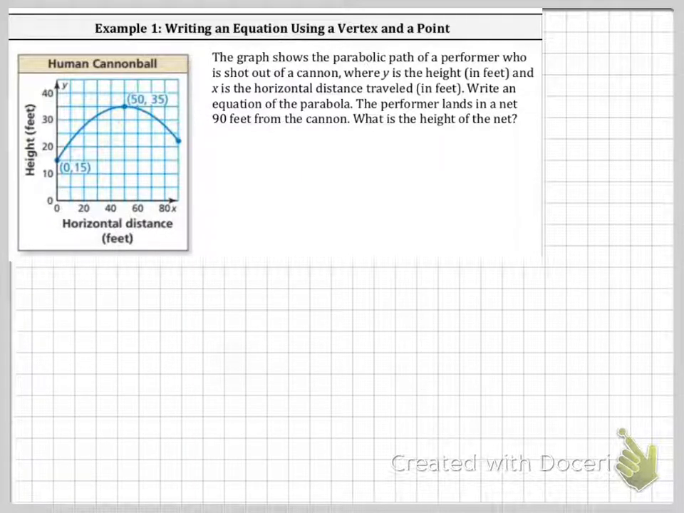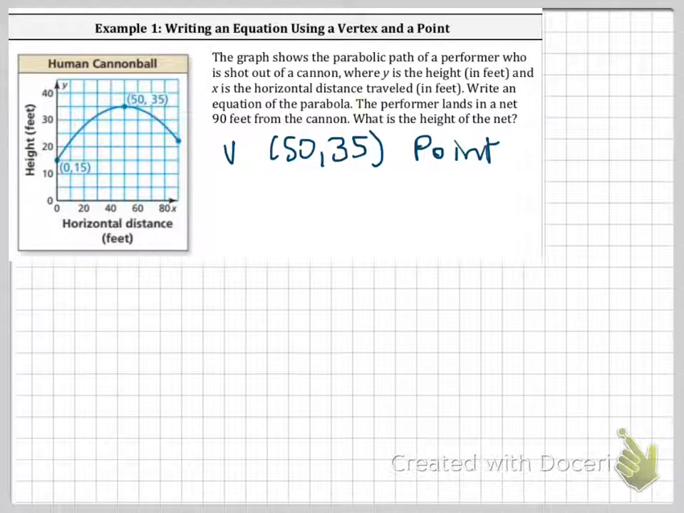So we're looking at two things. We want to know the equation of the parabola, and then the other piece is we want to know what the height of the net is. So we're given a couple of pieces of information in our parabola here. We are given the vertex as well as the y-intercept, or a point. So let's write that. The vertex is (50, 35), and the point that we have is (0, 15).